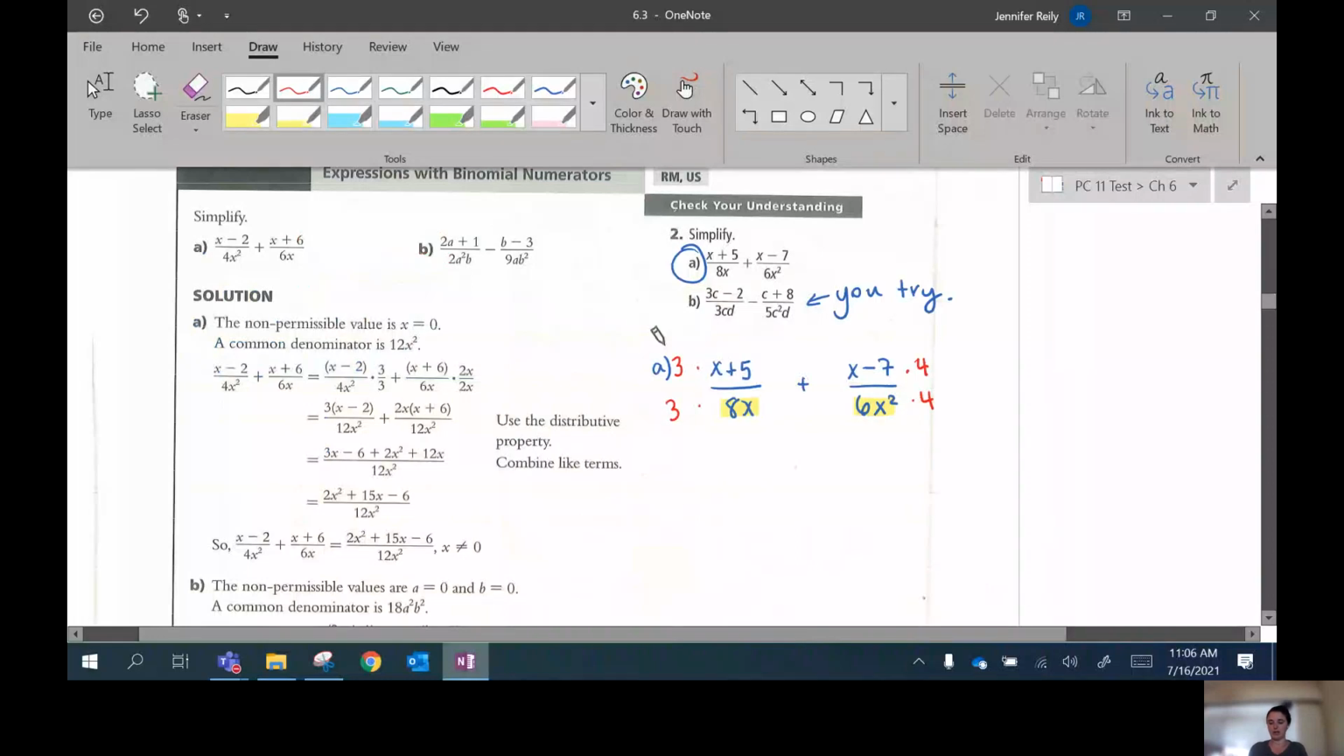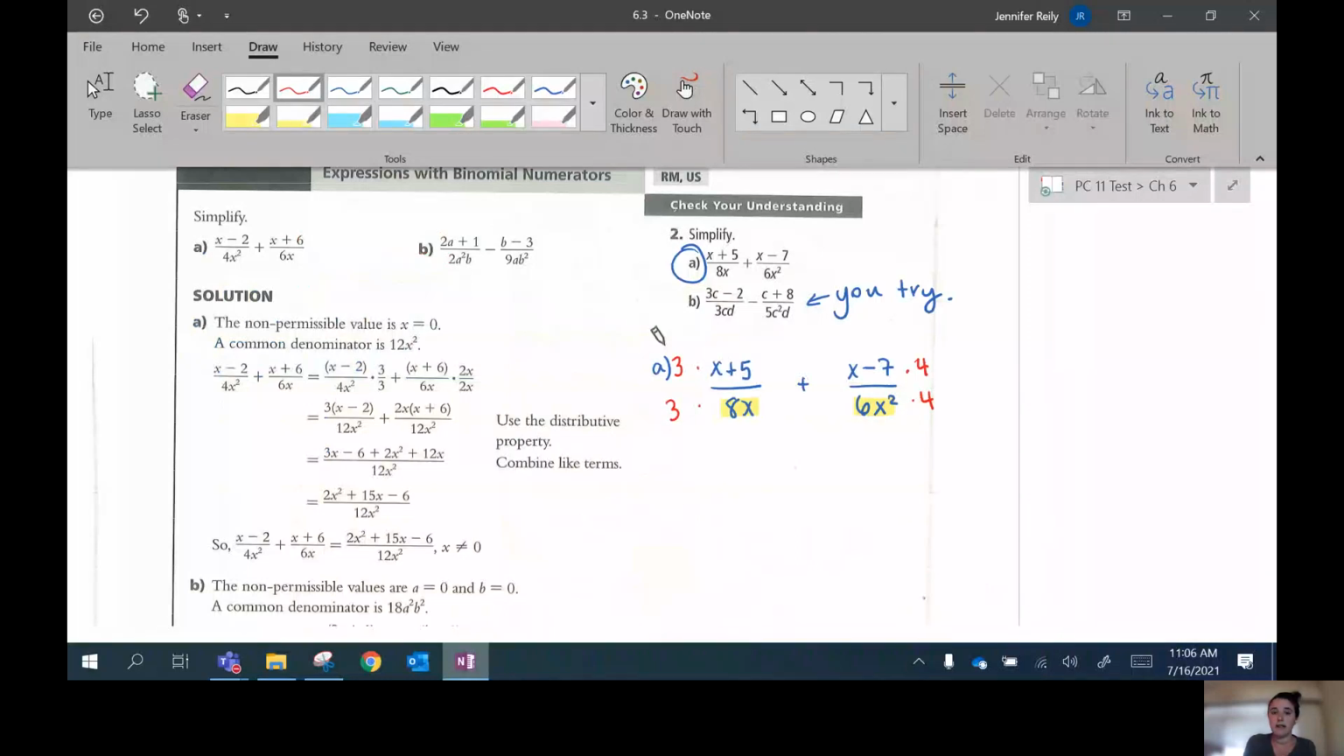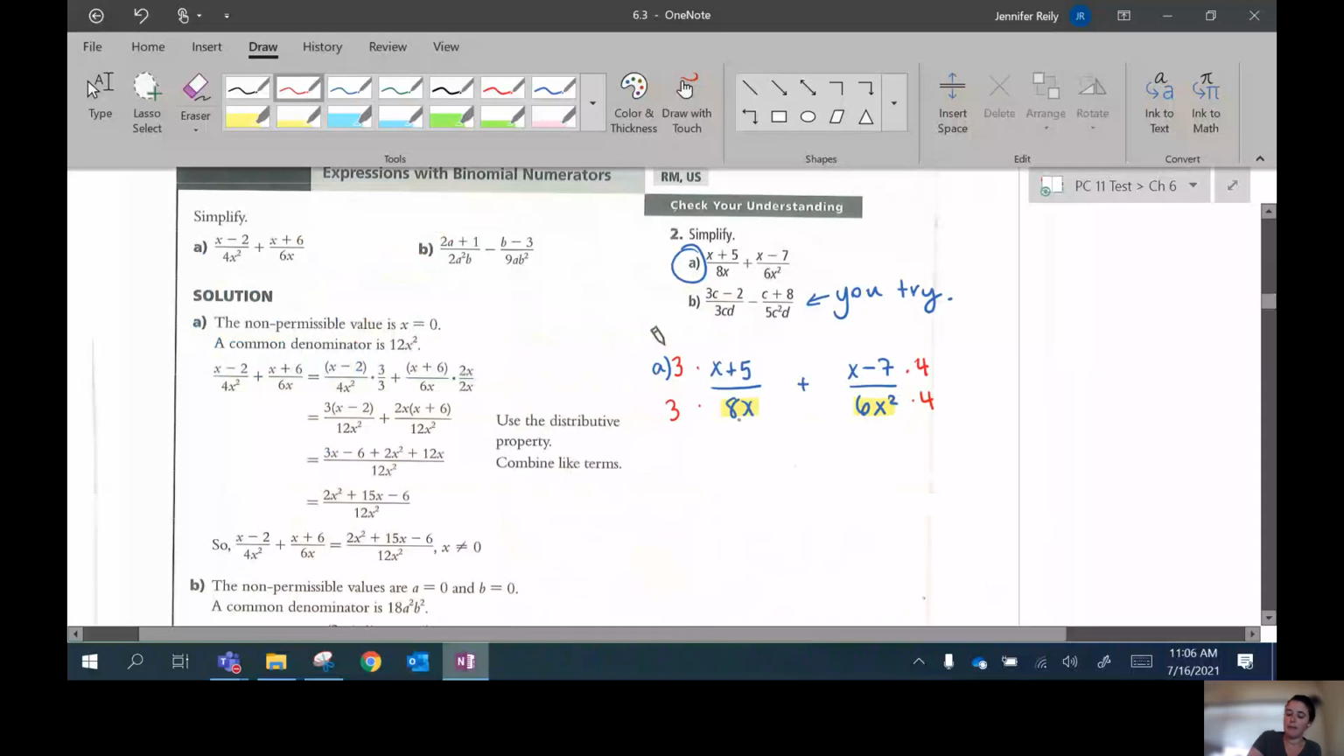Now let's look at the x terms. The second fraction has x squared, and the first fraction just has x. To make those match, I'm going to multiply this first fraction by x. Okay, let's write what I've got now. We have to be careful. If there's more than one term, we have to multiply this 3x into both terms. So I'll have 3x squared plus 15x all over 3x times 8x, which is 24x squared.